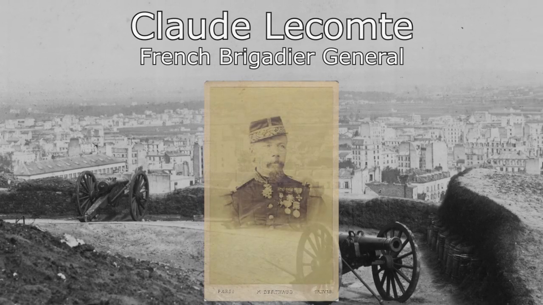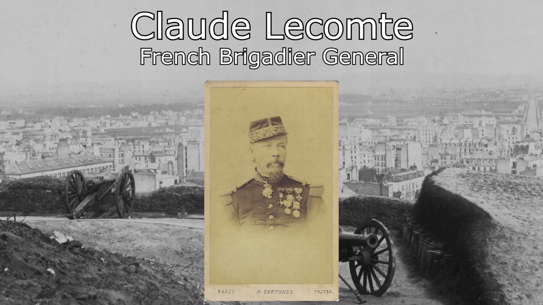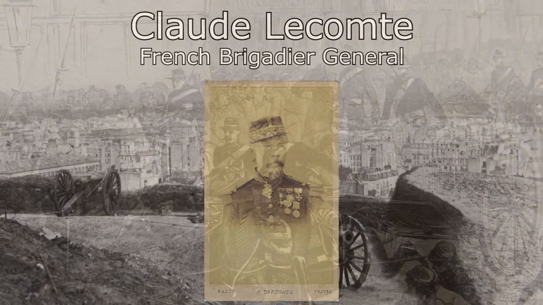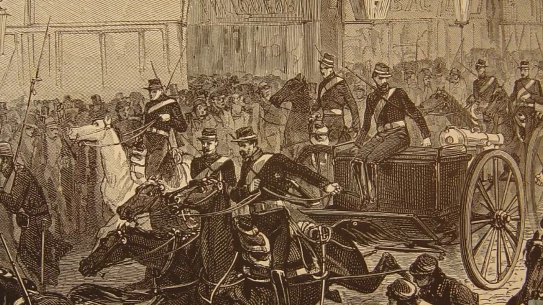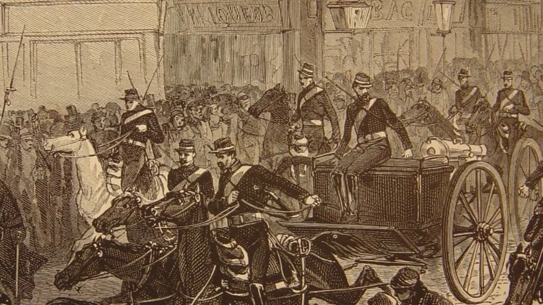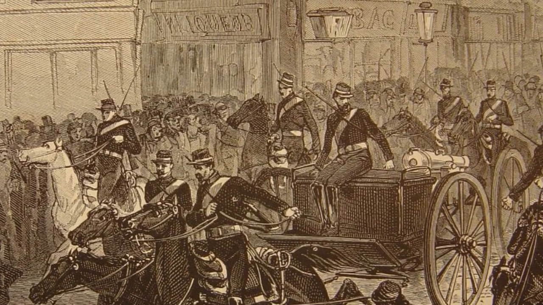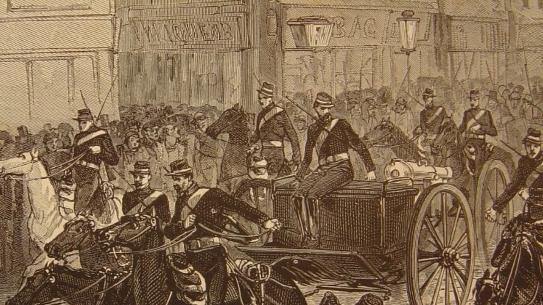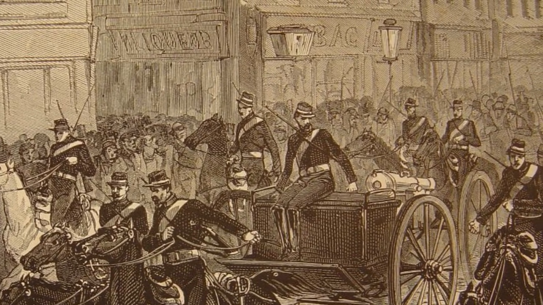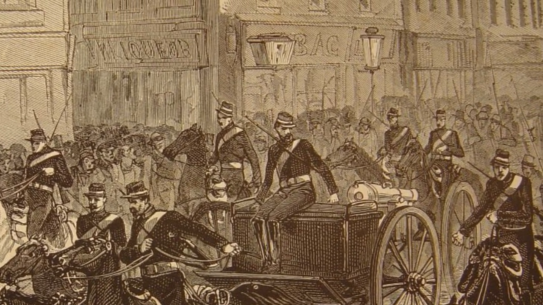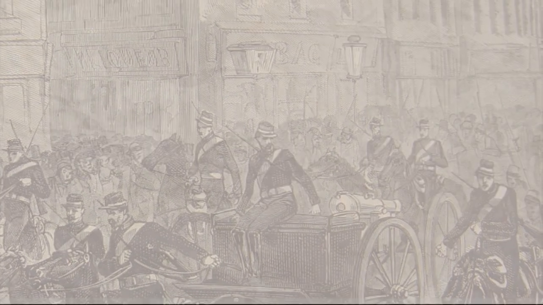General Claude Lecomte was in charge of the expedition to take the guns out of Montmartre, but his group of soldiers were met by very angry National Guardsmen and Parisians who refused to let the cannons go. The soldiers were ordered to fire multiple times, but they refused, and some even broke ranks and joined the protesting Parisians. This, along with the fact that necessary horses to move the cannons weren't arriving, spelled disaster for the general.